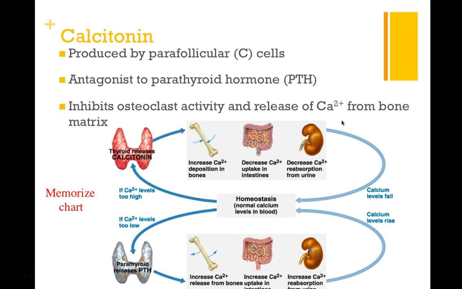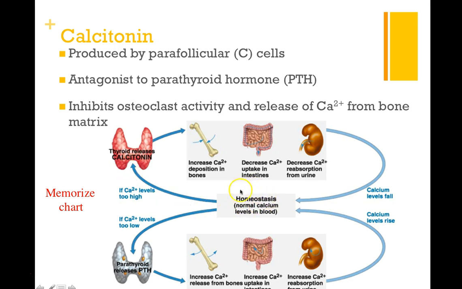Now let's talk about calcitonin a little bit. Remember that it is produced by our parafollicular cells. It is going to serve as an antagonist to the parathyroid hormone. So its job is basically to keep the calcium within the bones. I like this chart over here because it summarizes the functions of both the parathyroid hormone and our calcitonin. So let's take a look at calcitonin first, and then we'll revisit the parathyroid hormone.